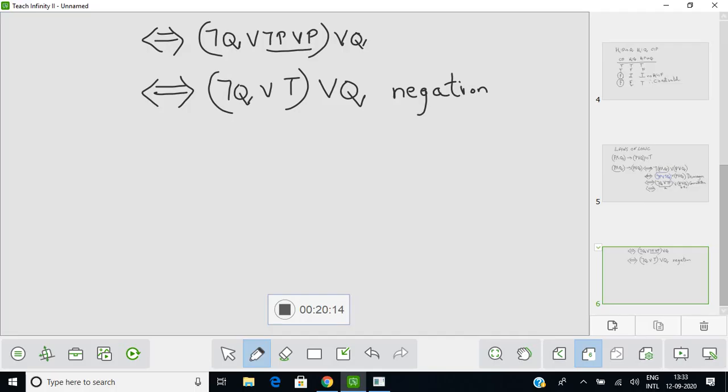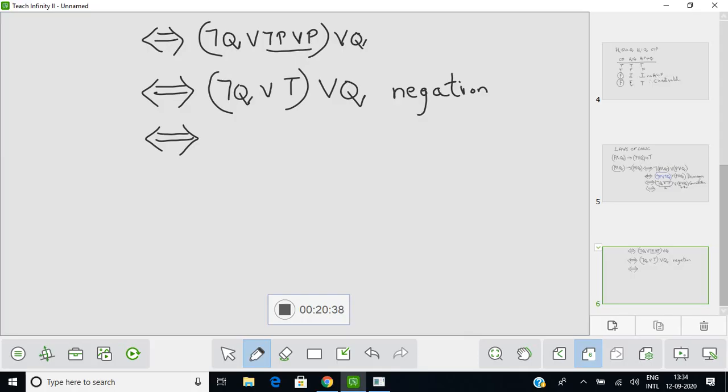Now, what can I do? I know that negation Q or P is nothing but T, isn't it? Negation Q or T is nothing but T. What is that law? Negation Q or T is nothing but T.